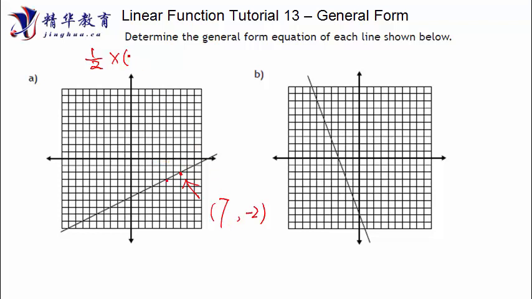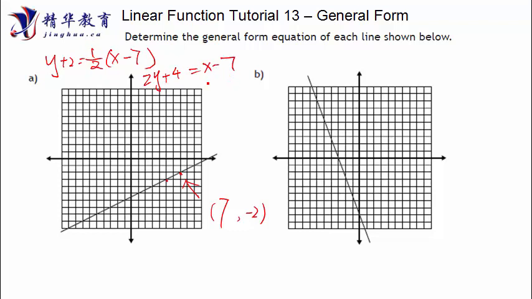So y plus 2 equal to half, bracket, x minus 7. Okay, so y plus 2 equal to half times x minus 7. All right, so this is slope point form, and then we need to make it into general form. So we have to times all the terms by 2 to cancel this half. So we got 2y plus 4 equal to, now this term is gone, x minus 7.